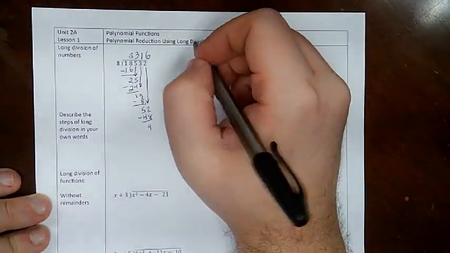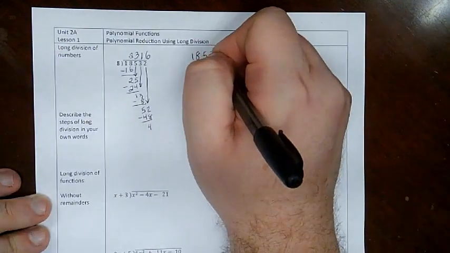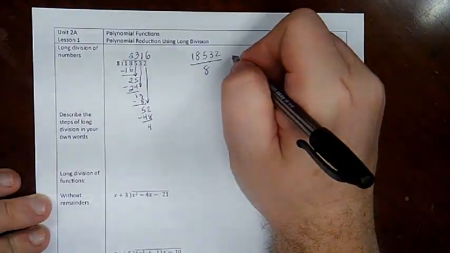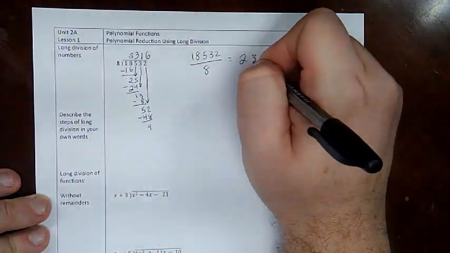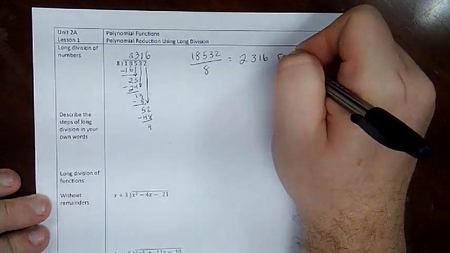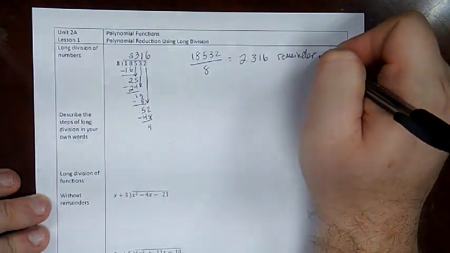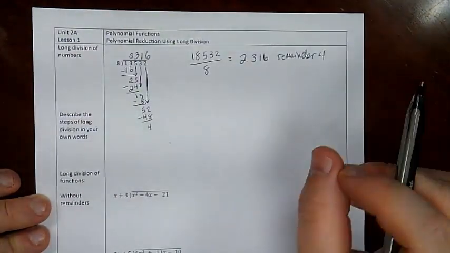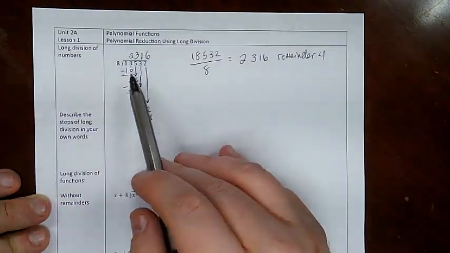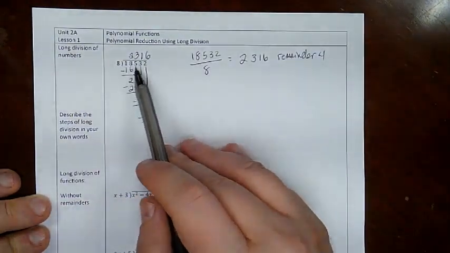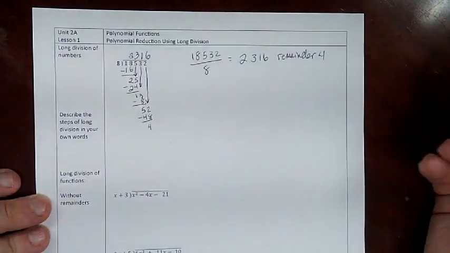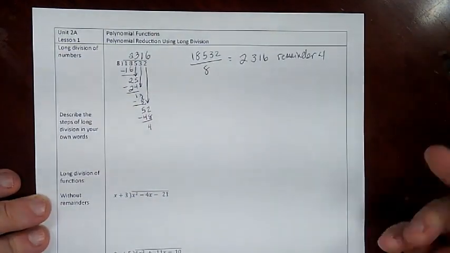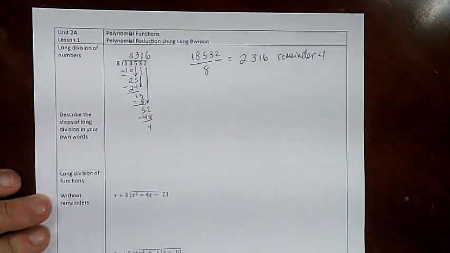So if I were trying to figure out what is 18,532 divided by 8, writing it in a form that we're used to, I know that that is 2,316 with a remainder of 4. So we use this skill set of dividing a number, in our example 8, into a large number by breaking that large number into smaller, more manageable pieces. So in the space provided, please describe the steps of long division in your own words.